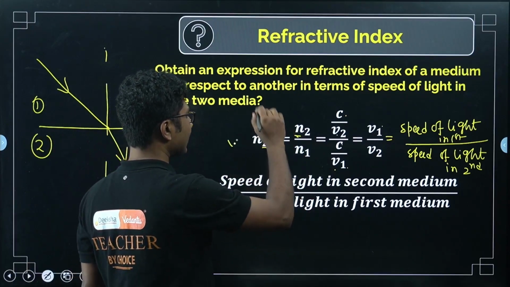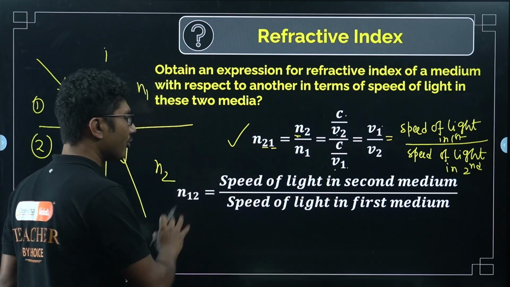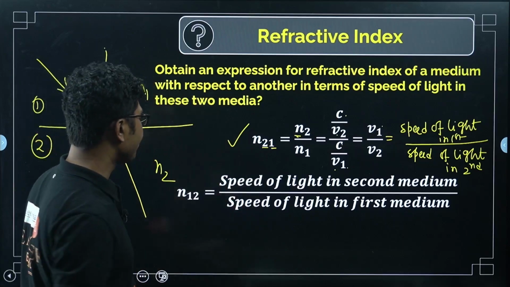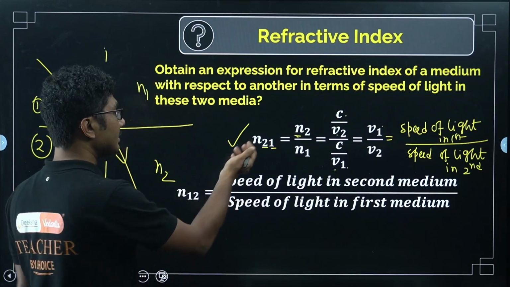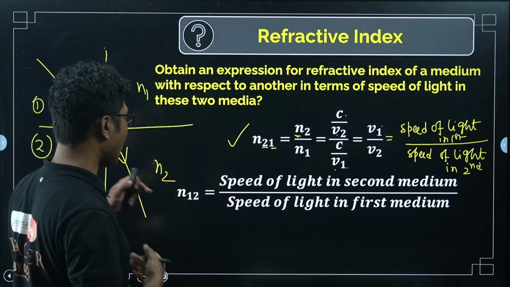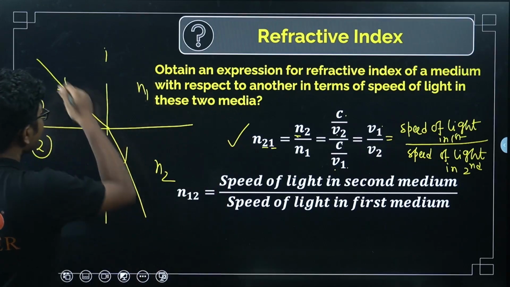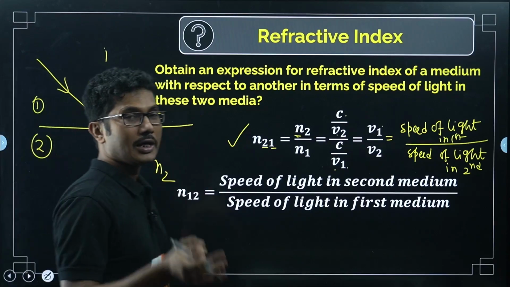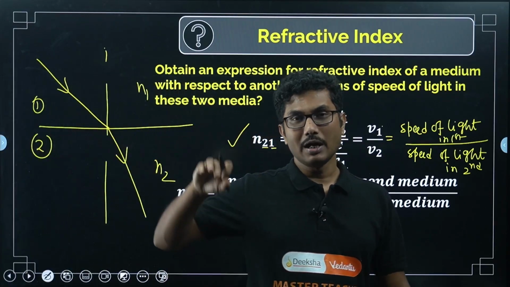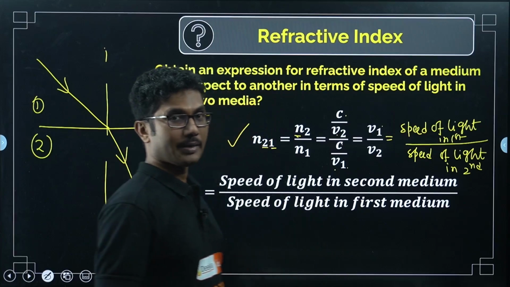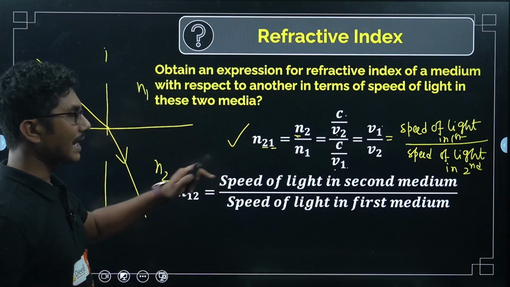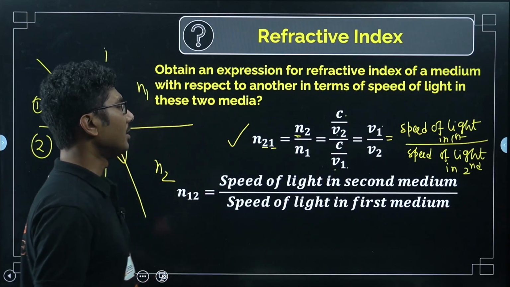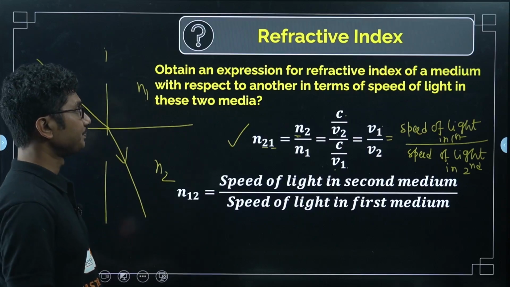If you leave your answer here, you will get full marks. This is only I have given you another option that if you want to reverse it, instead of N21 you can calculate N12 as well. Okay, that is, even though light is traveling from first medium to second medium, if you use this formula, you can find the refractive index of the first medium with respect to second medium as well. Okay, so that is how we can calculate the refractive index of a medium.